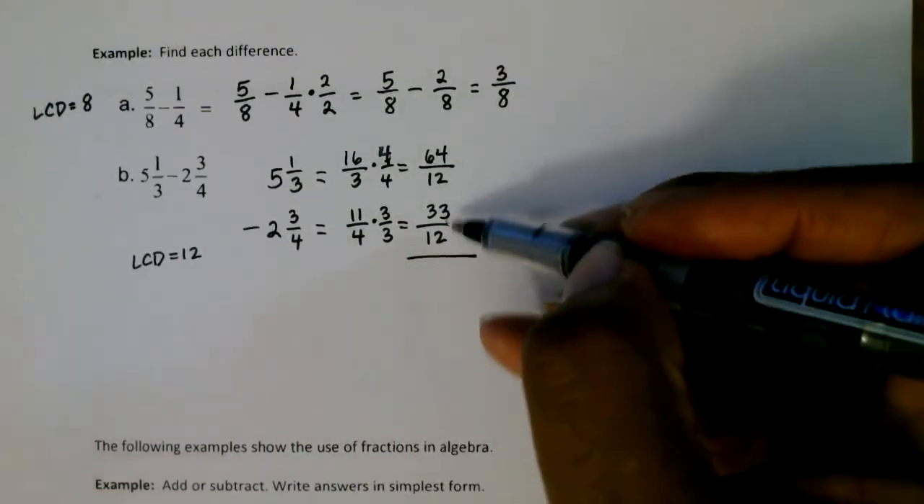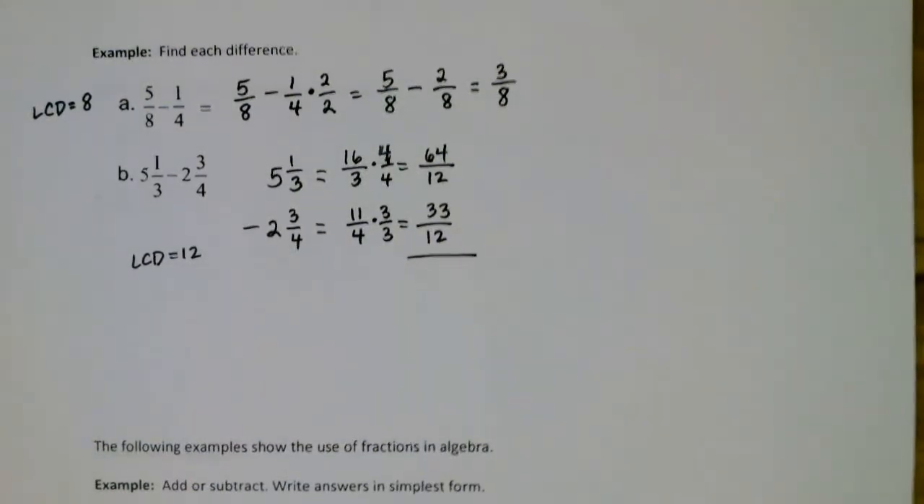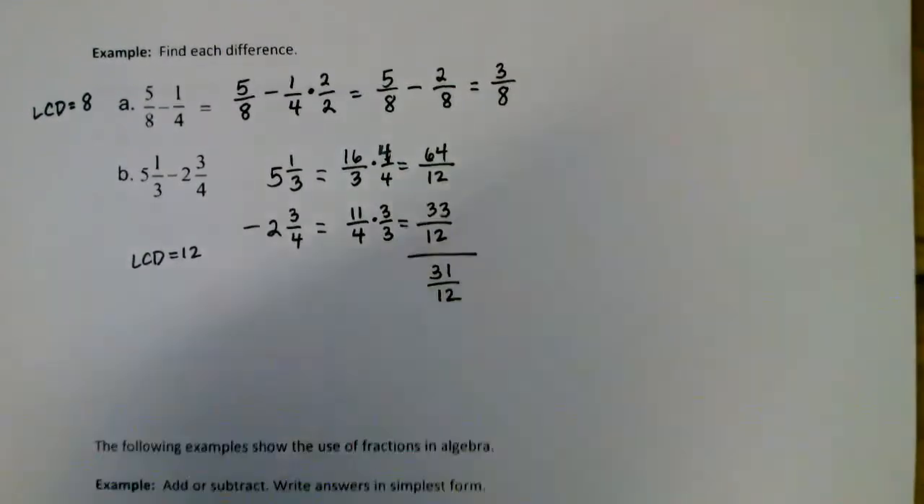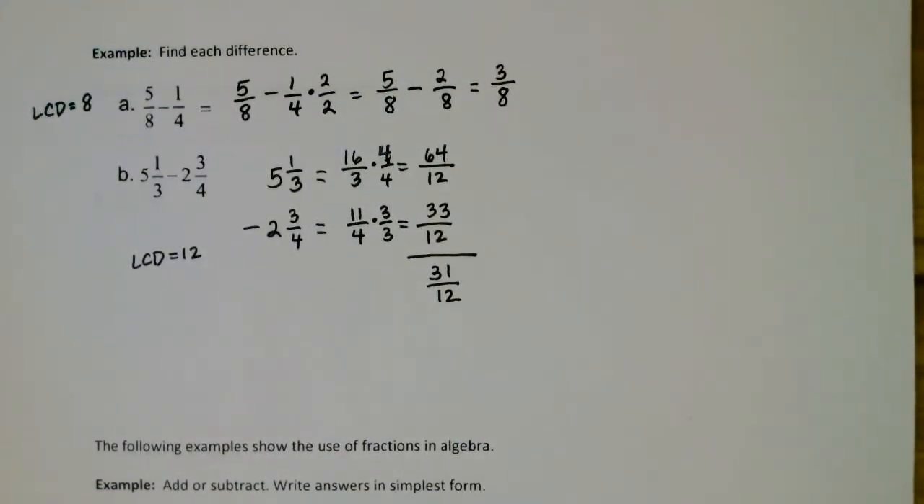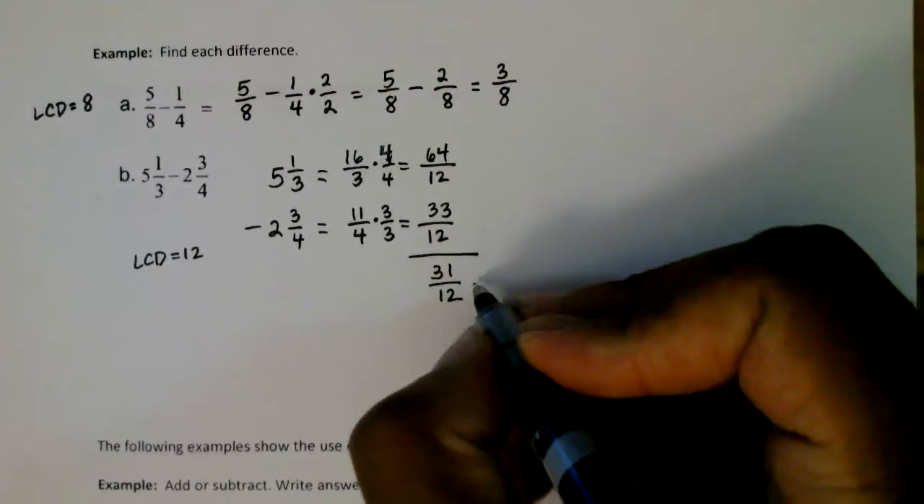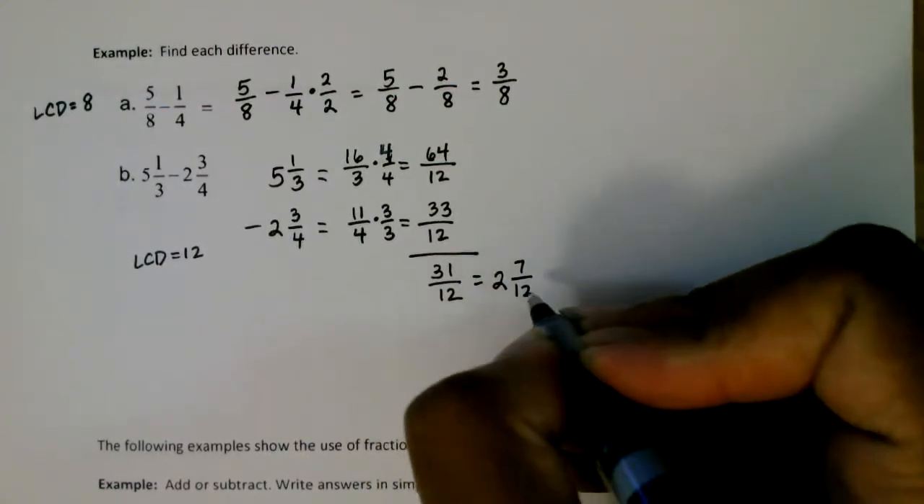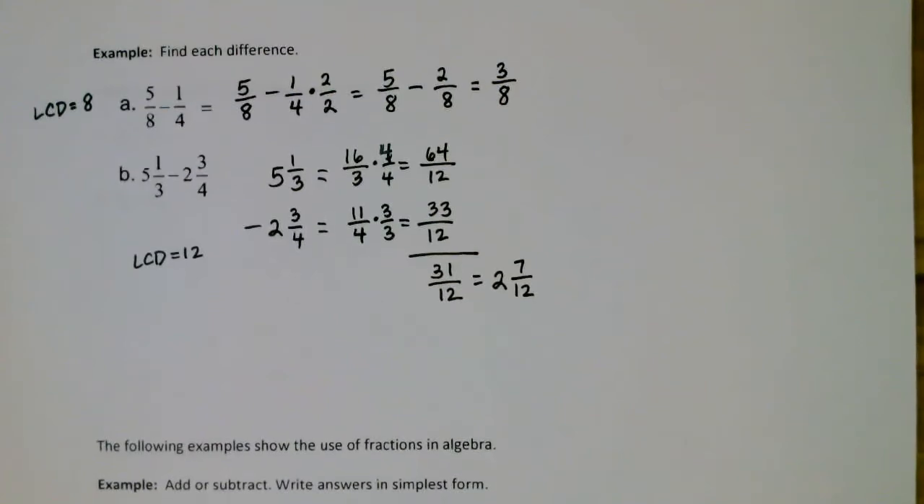Now we're going to subtract 33/12 from 64 over 12. Well, 33 from 64 would be 31 over the 12. Now, 31/12 is an improper fraction, so I'm going to convert that to a mixed number. If I divide 12 into 31, that's going to go 2 times, and I'm going to have 7 left over. Now, of course, you can do the long division here. So 31/12 will be 2 7/12.